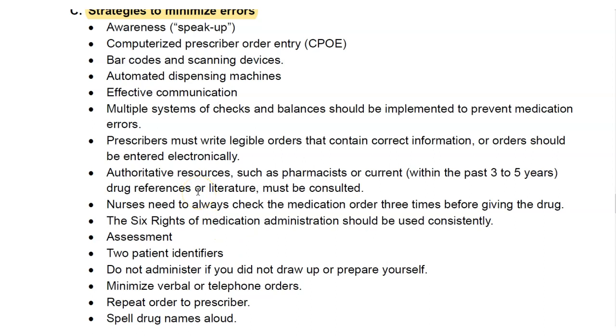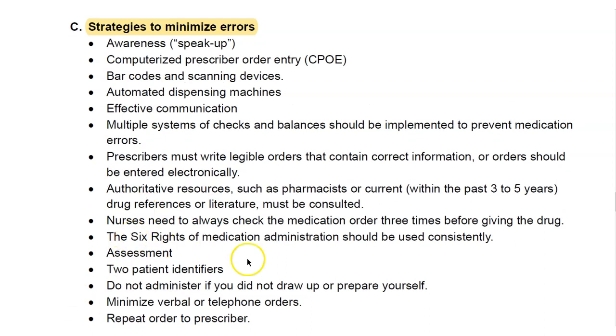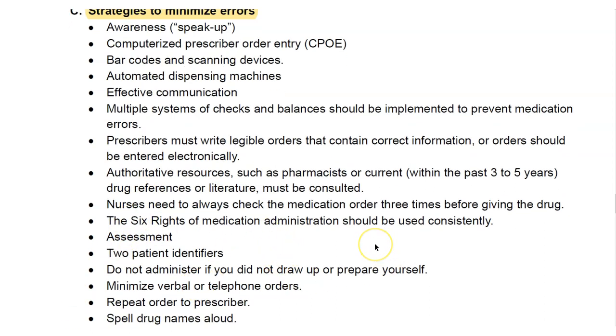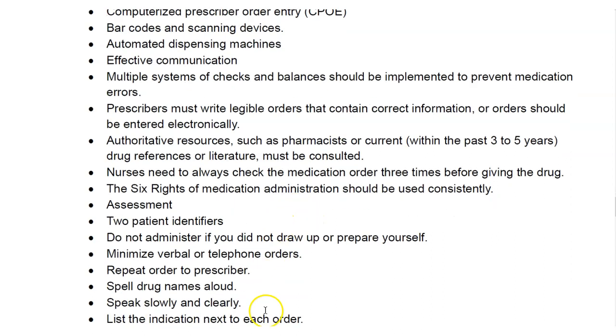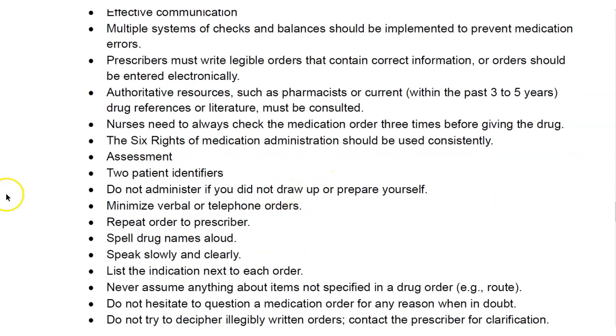Pharmacists, right, they need to be current with their knowledge in literature, and they're also available for consultation. Also, nurses need to always check the medications or the orders 3 times before giving the medication. That's why we have the 3 checks. The 6 rights, so now it's actually 8 rights of medication administration, should be consistently followed. We need to make sure we're assessing the patient. We're using 2 patient identifiers when we're administering medications.